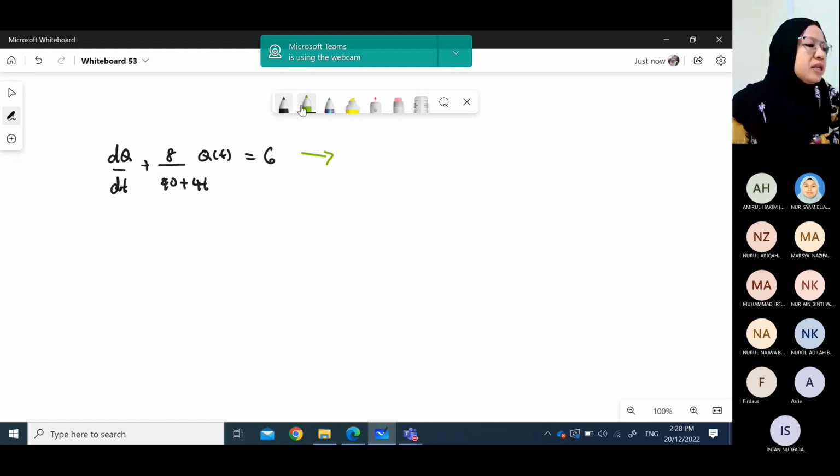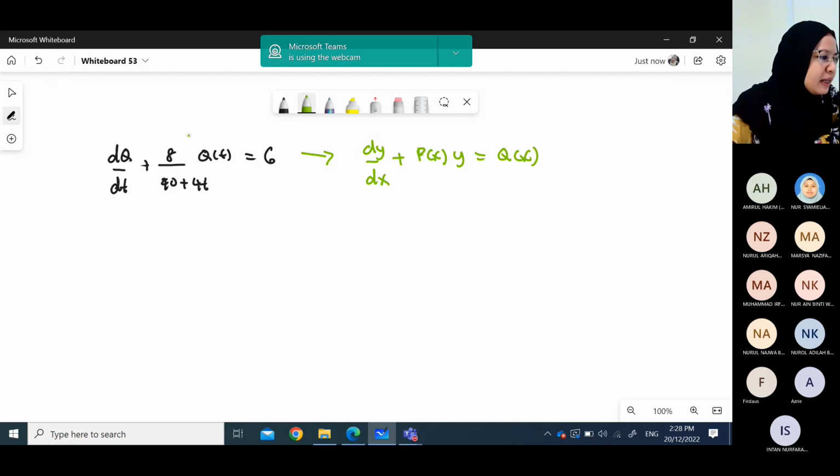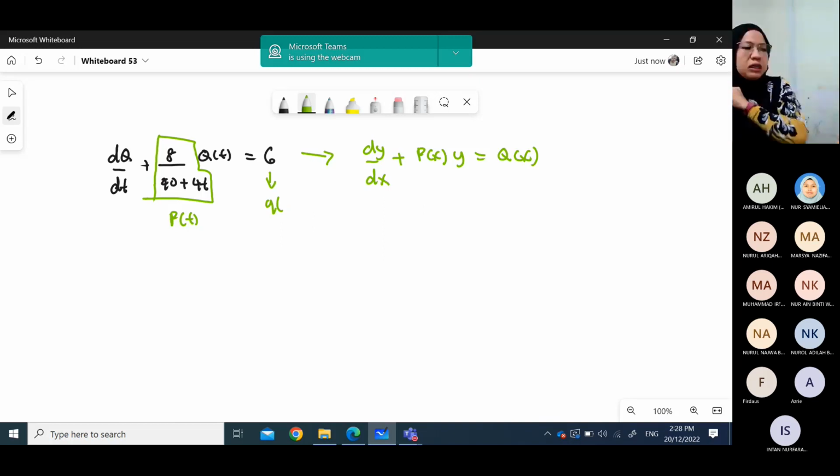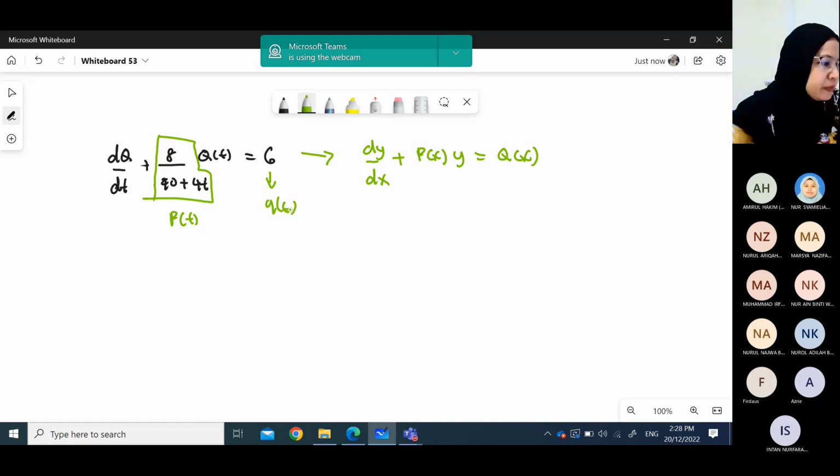Okay, so kalau you tengok kepada linear differential equation, originally we have dy/dx, ingat lagi? And then plus p of x y, and then equivalent with q of x. So this one we can say that this yang ini as our p of t, kita gunakan t lah sebab variable dia adalah q and t. And this one we letakkan sebagai small q, sebab nanti you confuse dengan Q of t, which is quantity of salt.